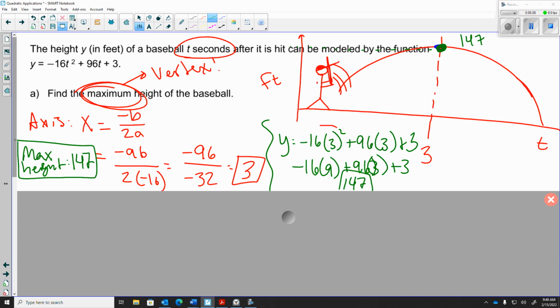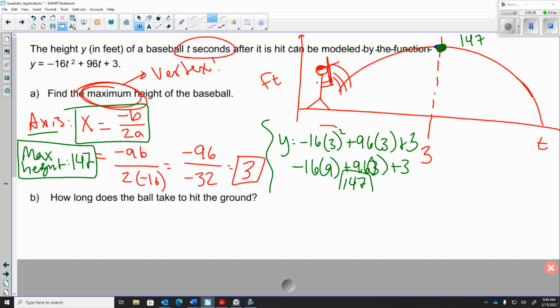Does that make a little bit of sense? But in order to find that, we had to find the vertex. And in order to find the vertex, we had to find the axis of symmetry. In order to find the axis of symmetry, we needed this equation, right? So all the stuff that we've been talking about still applies, doesn't just go away.